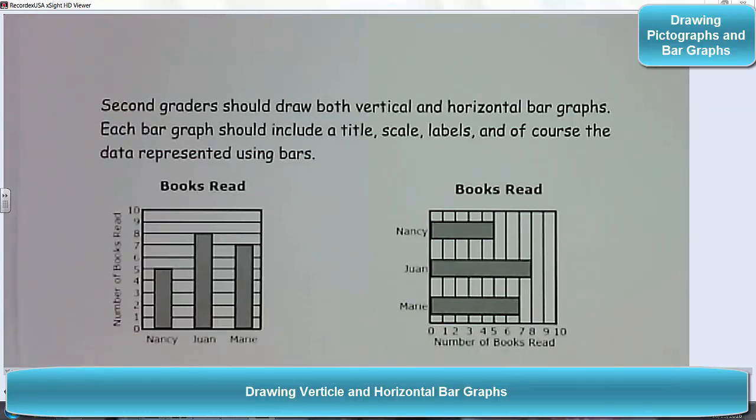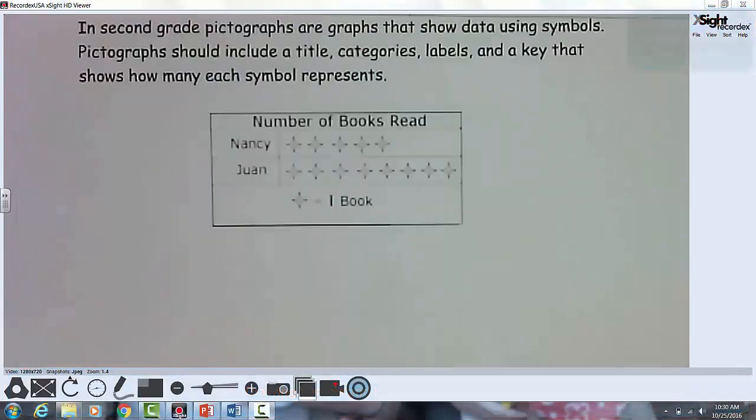Students should have experiences posing a question with 4 possible responses and then work with the data that they collect to find those answers. Second graders should draw both vertical and horizontal bar graphs. Each bar graph should include a title, scale, labels, and of course the data represented using bars.